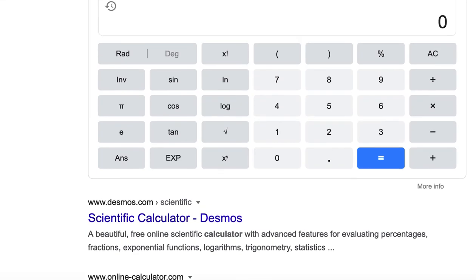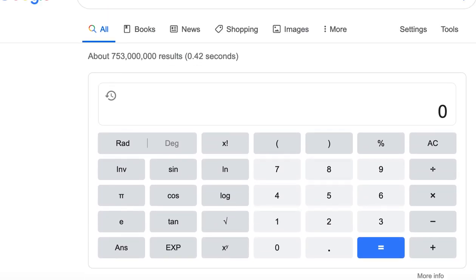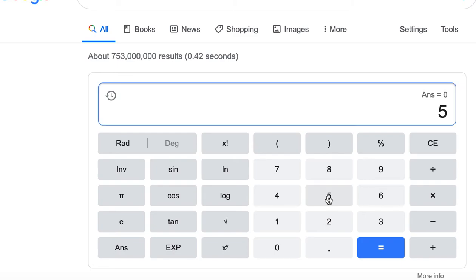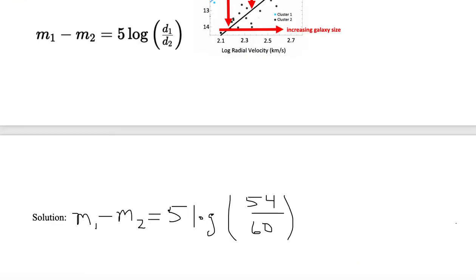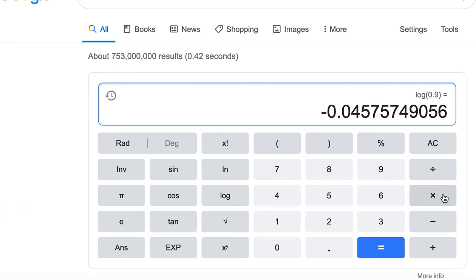So let's go to our calculator. Just type calculator into any search engine and you'll get a calculator, usually. I look in Google and I get this calculator. I type in 54 divided by 60 and I get 0.9. So now I want to take the log of 0.9. Oh, that didn't work. 0.9, close parentheses, enter. So now I have my value for my log, and I have to multiply it by 5. So then I multiply by 5.